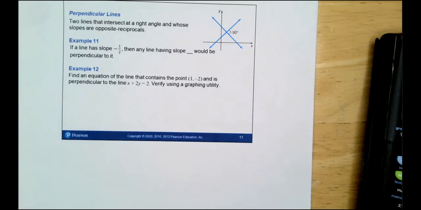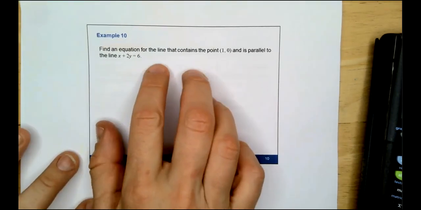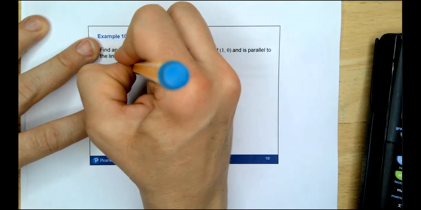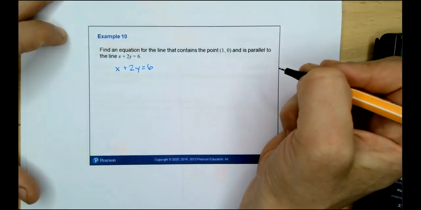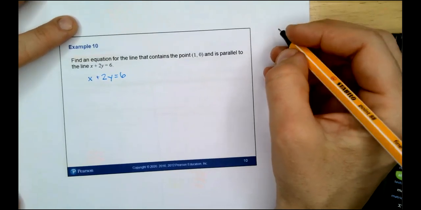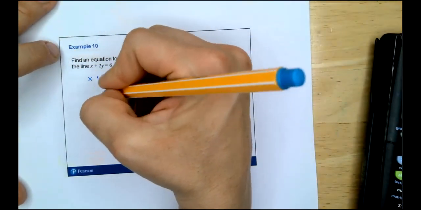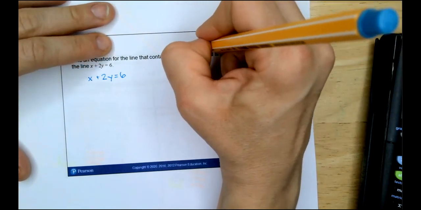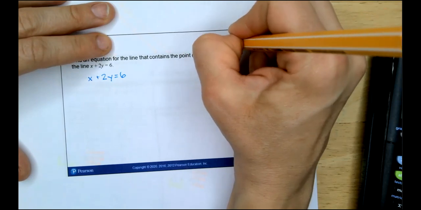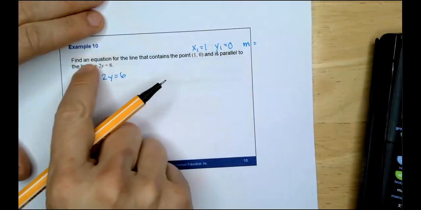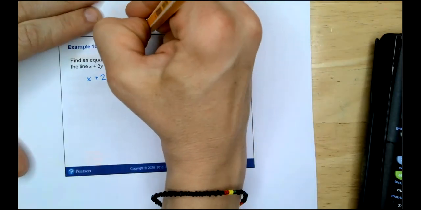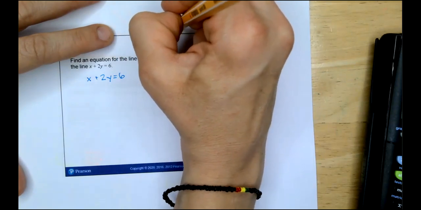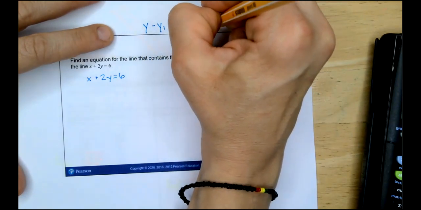Perpendicular lines. Oh, sorry. Example. Find an equation for the line that contains the point (1, 0) and is parallel to the line x plus 2y equals 6. So what do I need to do? I need to find the equation for a line that has a slope that is the same number as the slope of this guy and has the point (1, 0). So I know that my x1 is 1, my y1 is 0, and my m is whatever this guy's m is. And then I'm going to use the only thing I can use when I only have one point and the slope, y minus y1 equals m times x minus x1, right?